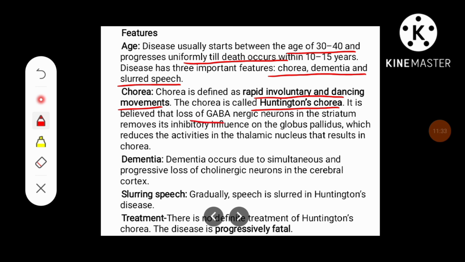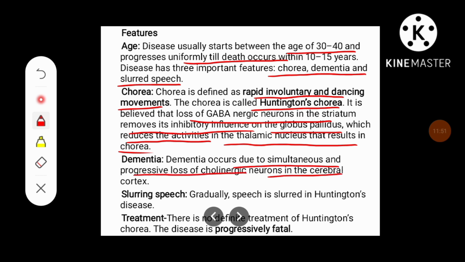It is believed that loss of GABAergic neurons in the striatum removes its inhibitory influence on the globus pallidus, which reduces the activities in the thalamic nucleus that results in chorea. Dementia occurs due to the simultaneous and progressive loss of cholinergic neurons in the cerebral cortex. Slurring of speech gradually occurs in Huntington's disease. There is no definite treatment for Huntington's chorea, so this disease is progressively fatal.